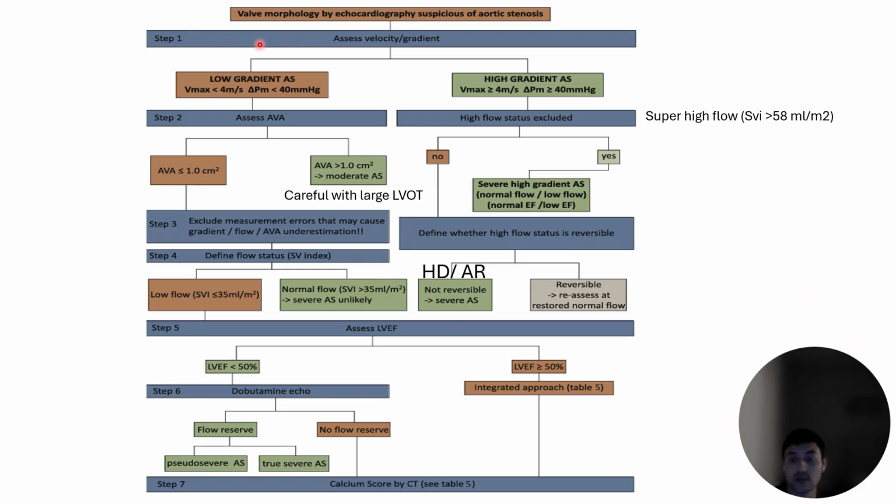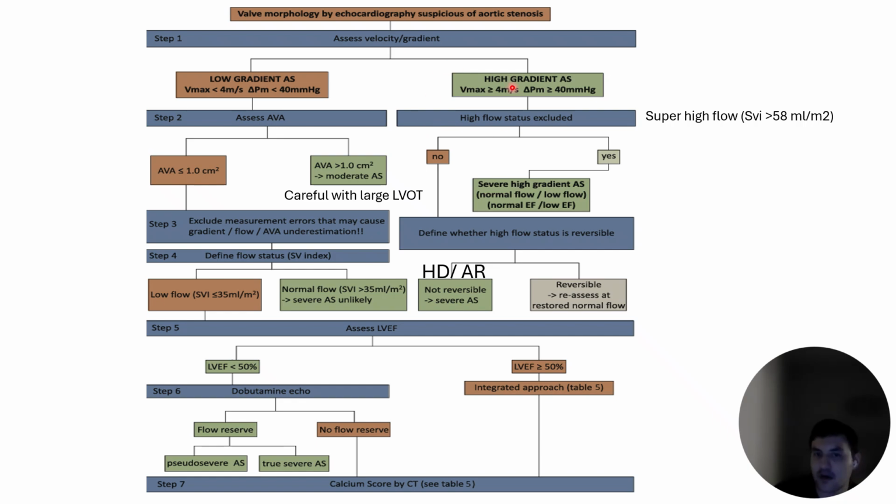Now we're going to go through the chart that we saw at the beginning. You start aortic stenosis with your physical exam. On physical exam, you notice a murmur. That is the first thing. Then you order an echocardiogram. Then you look at the morphology. If the morphology is suspicious of aortic stenosis, then you measure the velocity and the gradient.